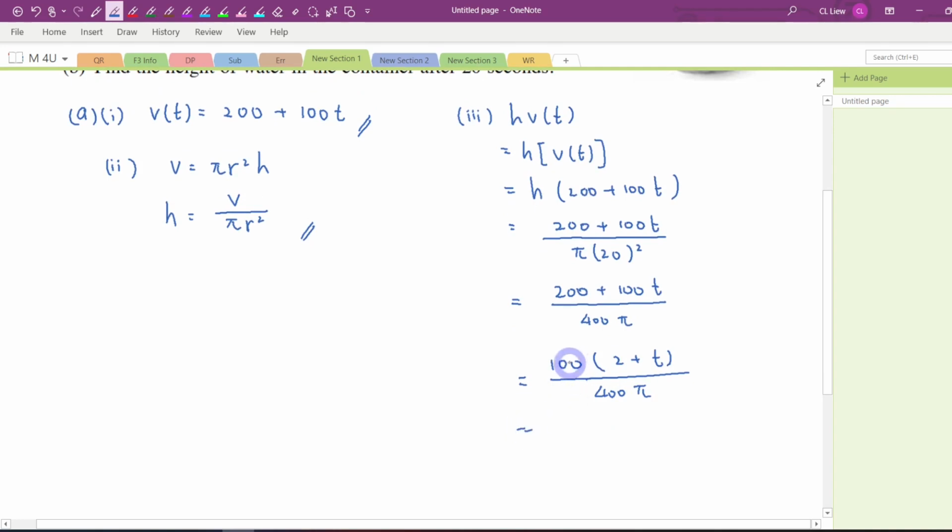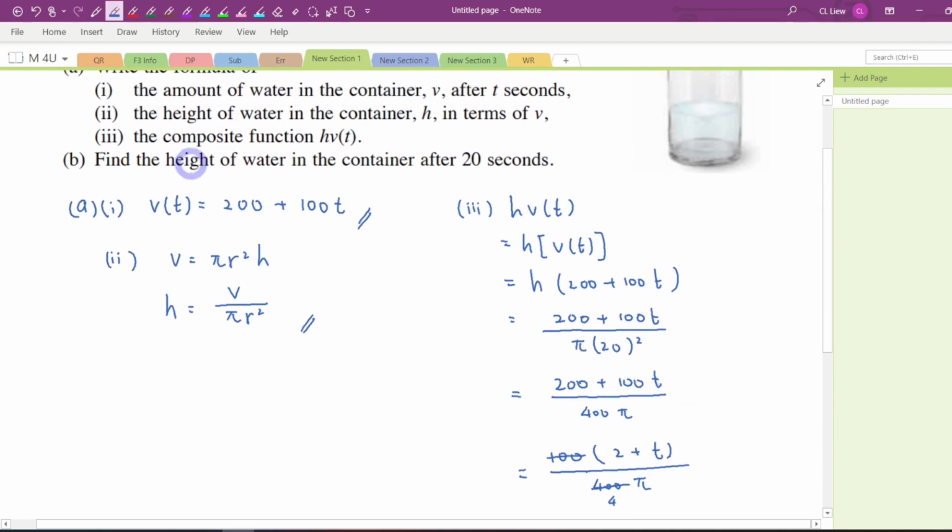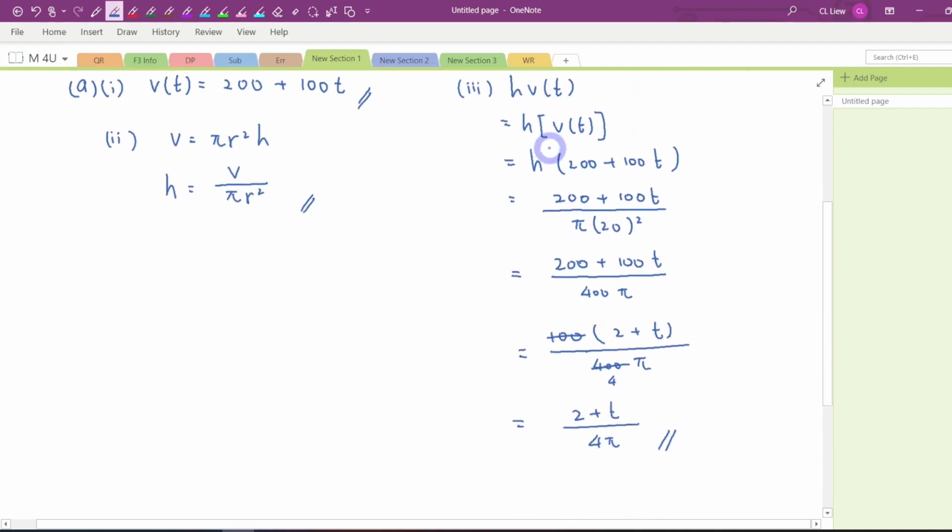Now just simplify, divide by 100 and divide by 100. So here you will get 4. Okay, so our final answer will be 2 plus t over 4 pi. Let me rewrite again. So this is 400. Divided by 100, you will get 4. Okay, 4 pi. So this is the answer for part 3, composite function h of v of t.